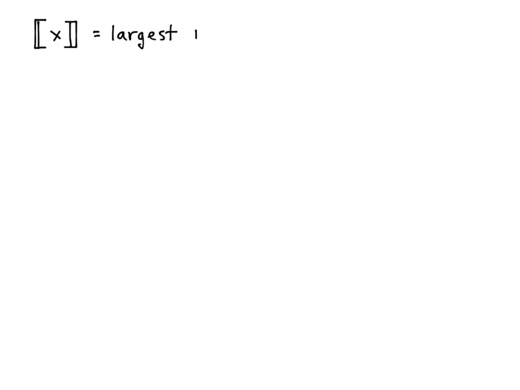Okay, now I'm going to introduce a new function to you, and this is called the largest integer function. This particular function finds the largest integer that is less than or equal to x. It's a bracket with a double line on it, okay? All right, so let me give you a couple examples just to clarify what I mean by that definition.